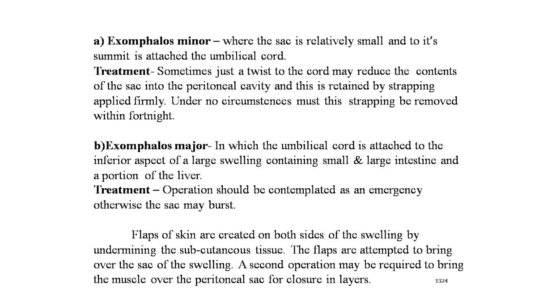Treatment: sometimes just a twist to the cord may reduce the contents of the sac into the peritoneal cavity, and this is retained by strapping applied firmly. Under no circumstances must this strapping be removed within a fortnight. Then the next point is the exomphalos major, in which the umbilical cord is attached to the inferior aspect of the large swelling containing small and large intestine and a portion of the liver. Treatment: operation should be contemplated as an emergency, otherwise the sac may burst. Flaps of skin are created on both sides of the swelling by undermining the subcutaneous tissues. The flaps are brought over the sac of the swelling. A second operation may be required to bring the muscles over the peritoneal sac for closure in layers.